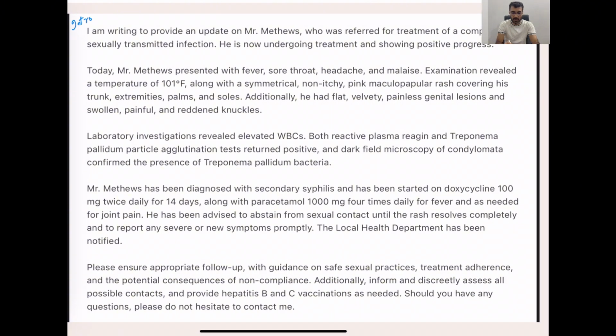Then today, Mr. Matthews presented with fever, sore throat, headache, and malaise. Okay. Then examination revealed a temperature of 101 along with a symmetrical, non-itchy pink maculopapular rash covering his trunk, extremities, palms, and soles. So then examination. So that is the presenting complaint. Then we have examinations here. Then we have investigation, laboratory investigation revealed.